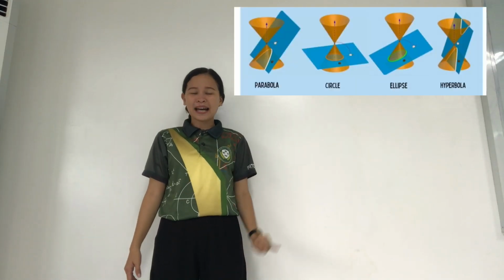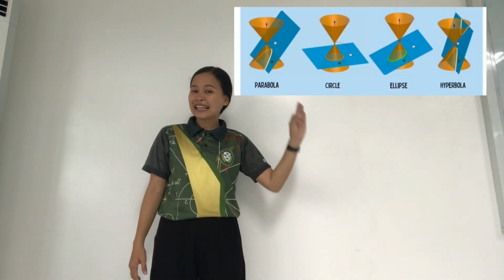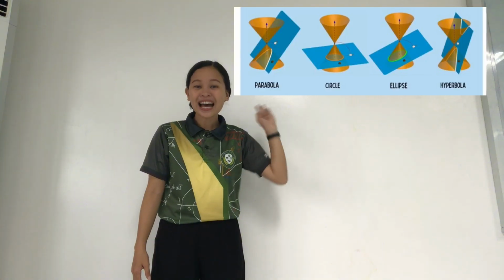Let's give yourself a round of applause. Great job. Now, there are 4 types of conic sections. What are those? We have parabola, circle, ellipse, and the last one is hyperbola. Do you know what the standard form of each section is? And do you know how to identify the graph of the equations and write the equation in standard form? Those questions will be answered if you finish this video.